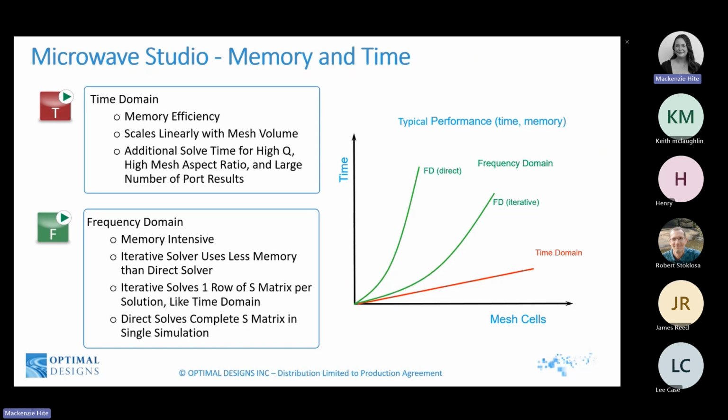It has two different solving approaches. In the iterative solver, it uses less memory than the direct solver, and the iterative solver solves for one row of the S matrix per solution, much like the time domain. But it has another approach, the direct solver, which can complete a full S matrix in a single simulation. And here we can see the different curves for the direct, frequency domain, iterative, versus the time domain, which is much more linear.